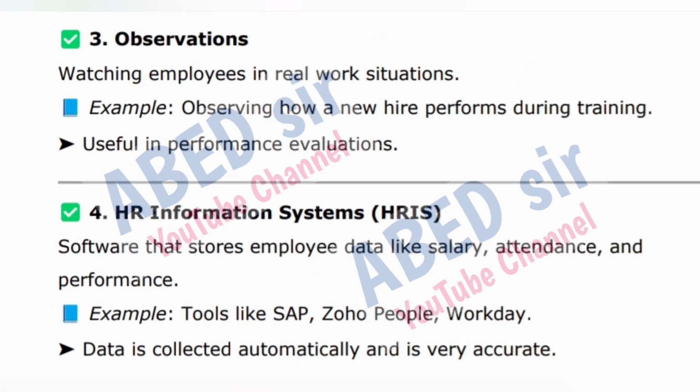3. Observations. Watching employees in real work situations. Example, observing how a new hire performs during training. Useful in performance evaluations. 4. HR information systems, HRIS. Software that stores employee data like salary, attendance, and performance. Example, tools like SAP, Zoho People, Workday. Data is collected automatically and is very accurate.